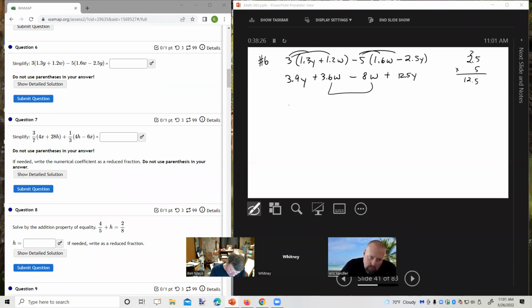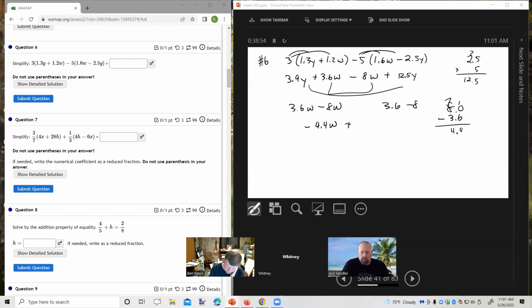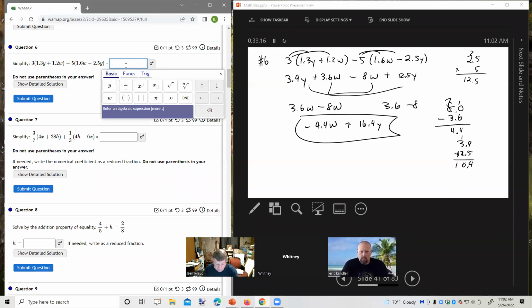Let's see, I've got 3.6w minus 8w. Well, if you had 3.6 minus 8, you would take 8 minus 3.6, which would give you 4.4, but it would be negative, wouldn't it? So this is going to be negative 4.4w, and then plus 16.4y, because 3.9 plus 12.5, 14, carry the 1, 16.4y. Did I lose you there? Nope, okay. Negative 4.4w plus 16.4y.